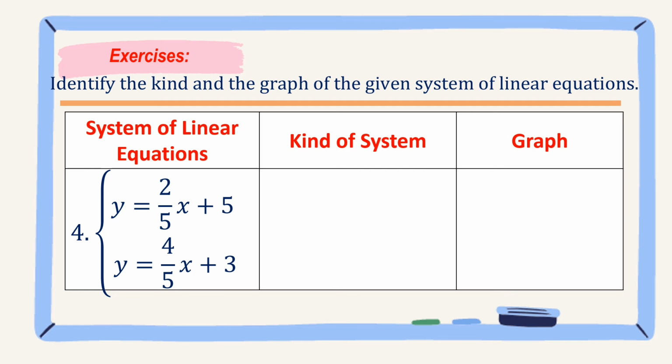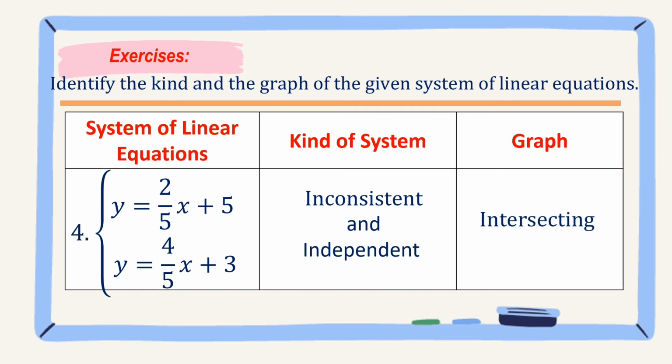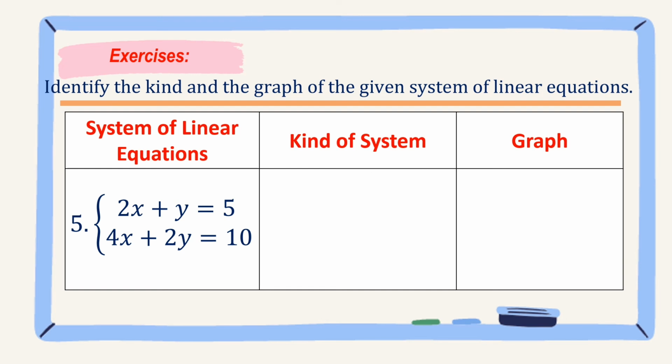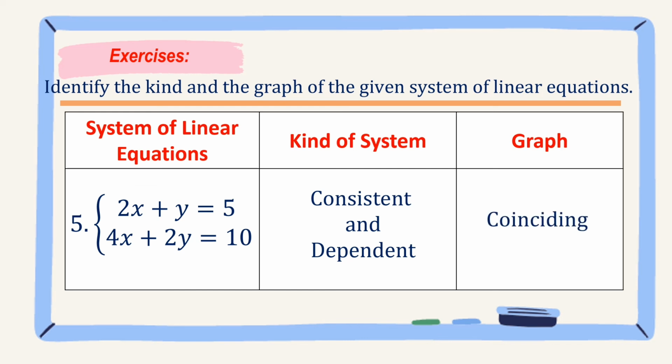Number 4. Consistent and independent system, the graph is intersecting. Number 5. Consistent and dependent system, the graph is coinciding.